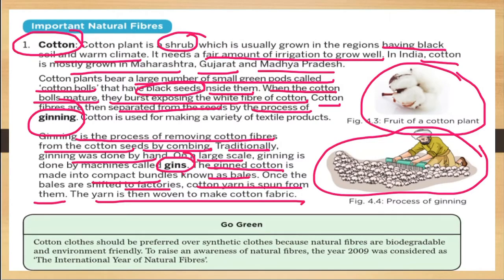Now, go green. We say cotton clothes should be preferred over synthetic ones. Why? Because natural fibers are biodegradable. They do not harm the environment. That is why they are environment friendly. To raise awareness of natural fibers, the year 2009 was declared the International Year of Natural Fibers, to create awareness amongst the people.